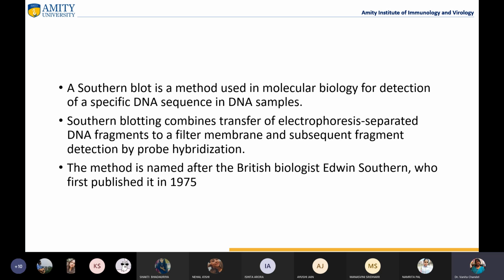Then we transfer the DNA from the gel to the membranes, right? And then we design certain probes which are complementary to the sequences of those viruses which we are looking for, and we use those probes in the hybridization. So this method was named after Edwin Southern, who first published it in 1975.